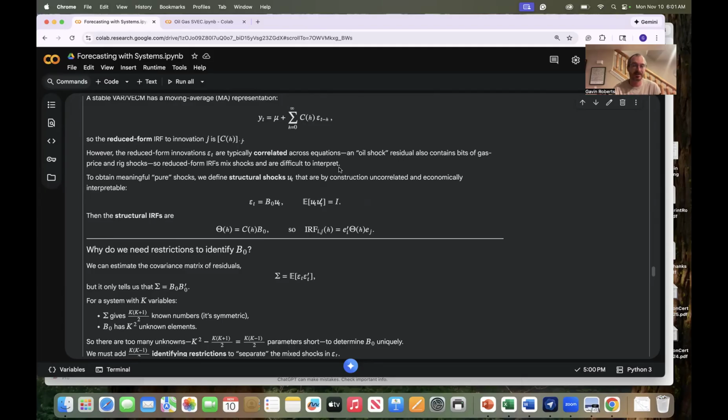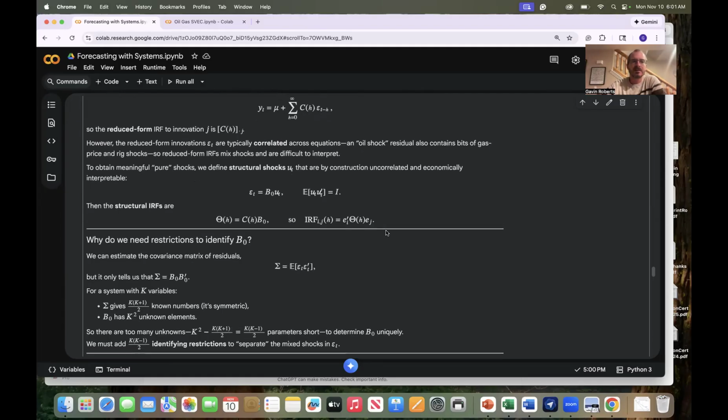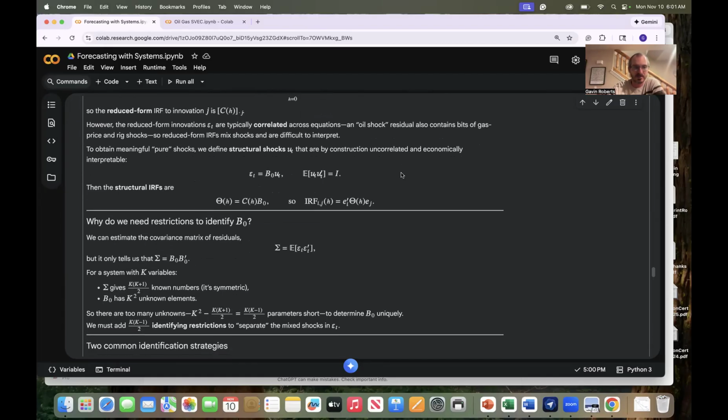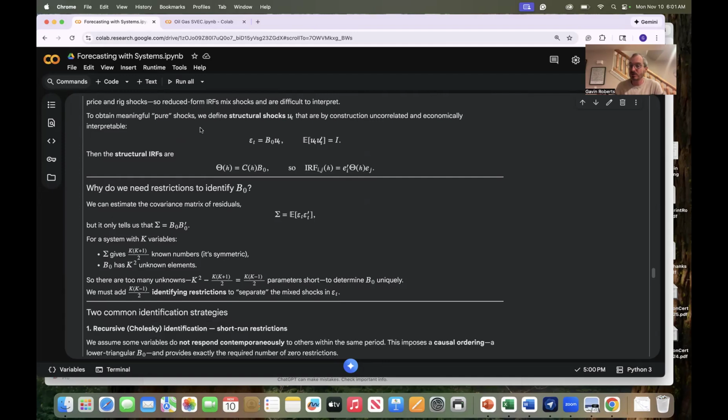We want to be able to make statements like, what happens to the system if oil prices go up by one standard deviation? What happens to the system if gas prices go up by one standard deviation, and so on? So the reduced form innovations are typically correlated across equations. To obtain meaningful pure shocks, what are known as structural shocks, we define structural shocks U_t that are by construction uncorrelated and economically interpretable. And we can say it must be true that if these are linear combinations of those independent structural shocks, then we could hit them with some type of linear combination to create this sort of system.